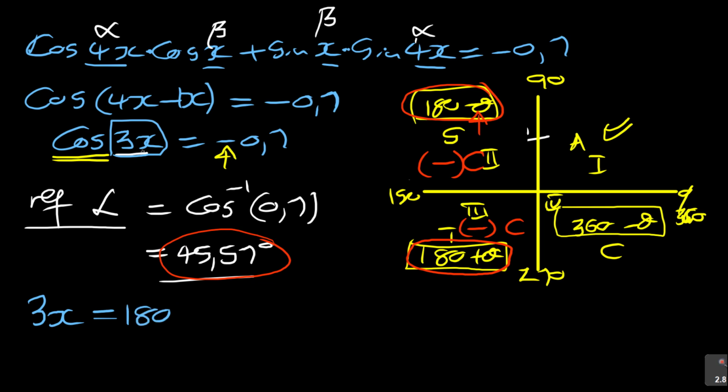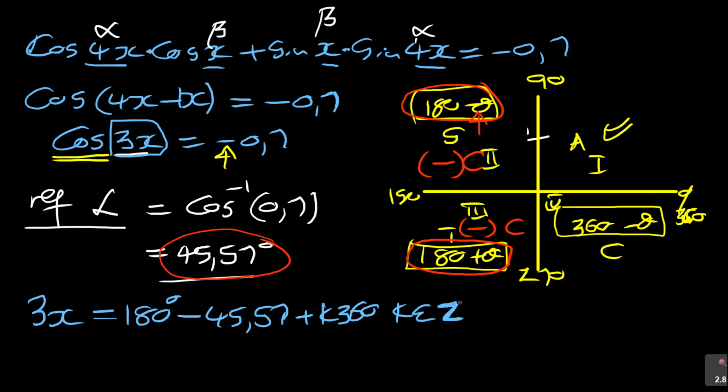That's why I said ignore it, but now you cannot just ignore it forever. At one time you have to come back to it. That's why now you say 3x is equal to 180 degrees minus theta, which is your reference angle, 45,57. Since they say it is a general solution, you say plus k 360. And then don't forget the condition: k is an element of integers. Don't forget, k is an element of Z.